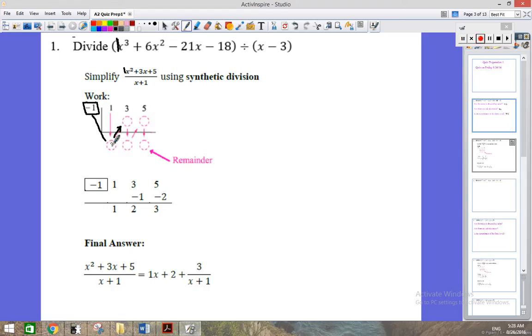So in this case, a 1 would come down. A negative 1 times a positive 1 is negative 1. You add 3 plus a negative 1, you get 2. It's below the line, so it gets multiplied by the number in the box. Negative 1 times 2 is a negative 2. And 5 plus a negative 2 is 3. That last number is always your remainder. This was to illustrate the pattern, and here I filled in the values. Now the 1, 2, 3, that's going to help us with our final answer.